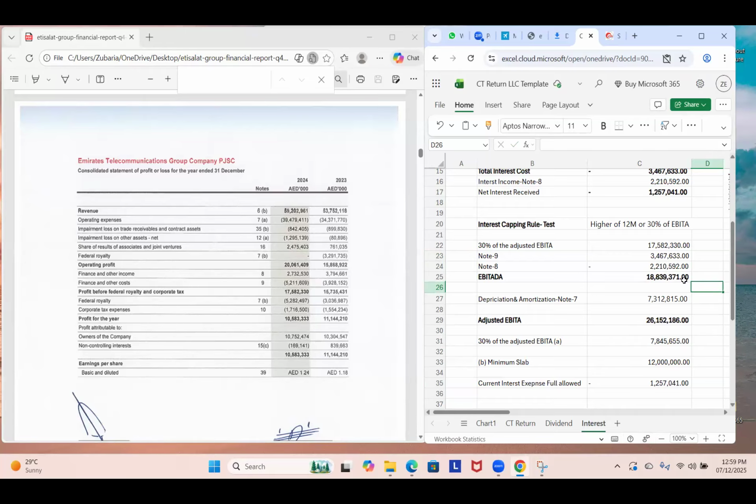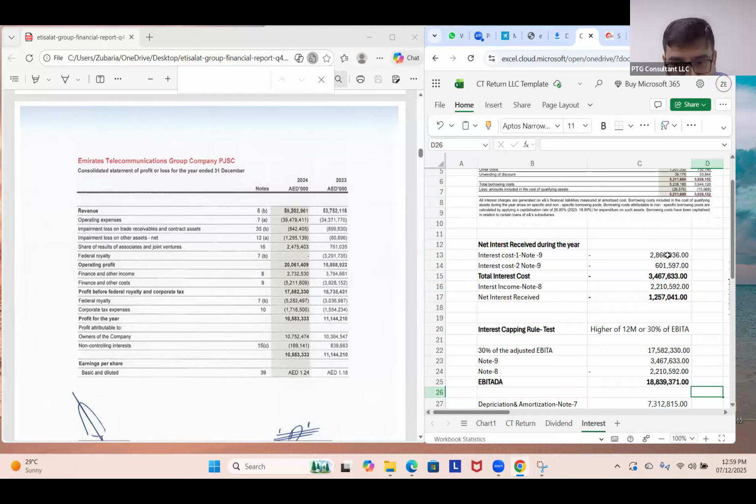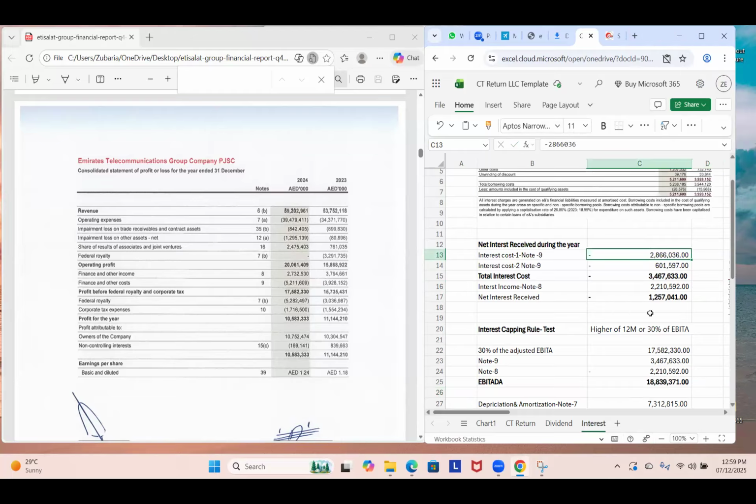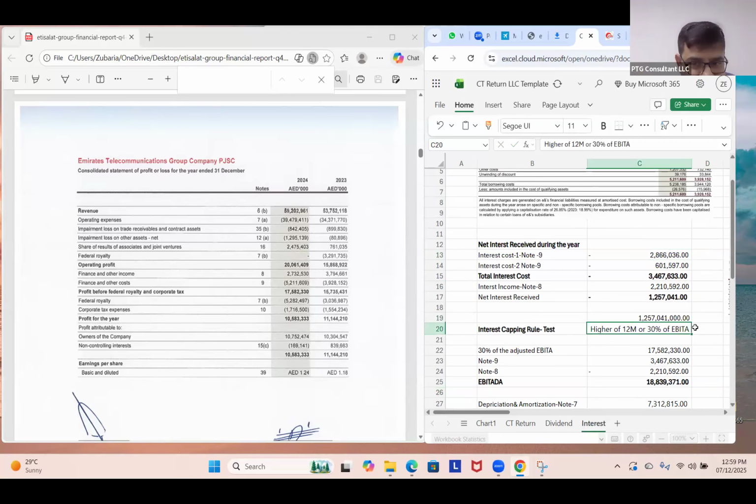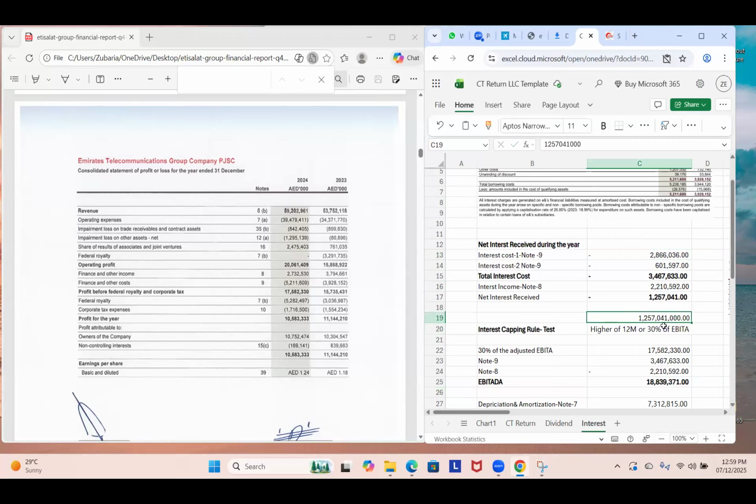Otherwise, the minimum slab also we have to round off to the 1,000. When we do 12570 and round off, it will be 123. Would you please check? It will be 100,000 million billion. Then it will definitely increase from 12 million. So this will not be allowed.